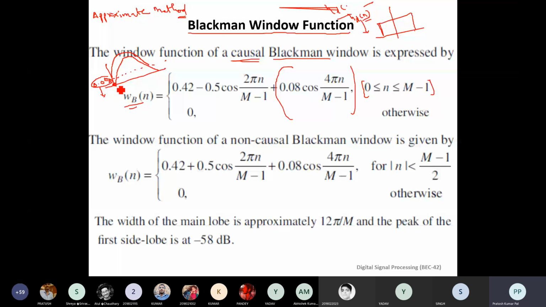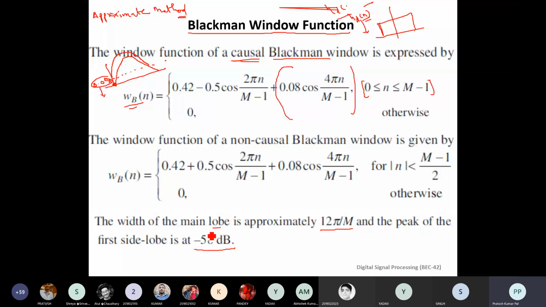Okay, so it will be starting with a 0 value. So this is how different window functions have been derived, to depict what the advantages and disadvantages are. In the case of this window function, the main lobe width is given as 12 pi by m, and the peak of the side lobe is given as minus 58 dB.